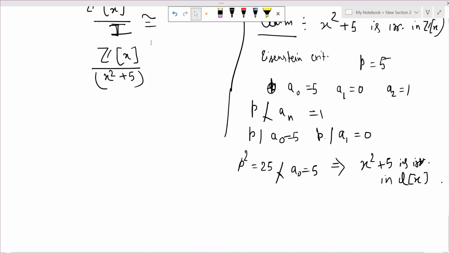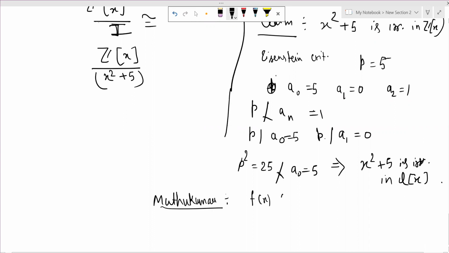Muthukumar, you are saying this statement? Yes, if it is irreducible over Z[x]. Yeah, let me write your statement. Muthukumar is saying, irreducible in Z[x], and if it is primitive, then it is irreducible over Q[x].